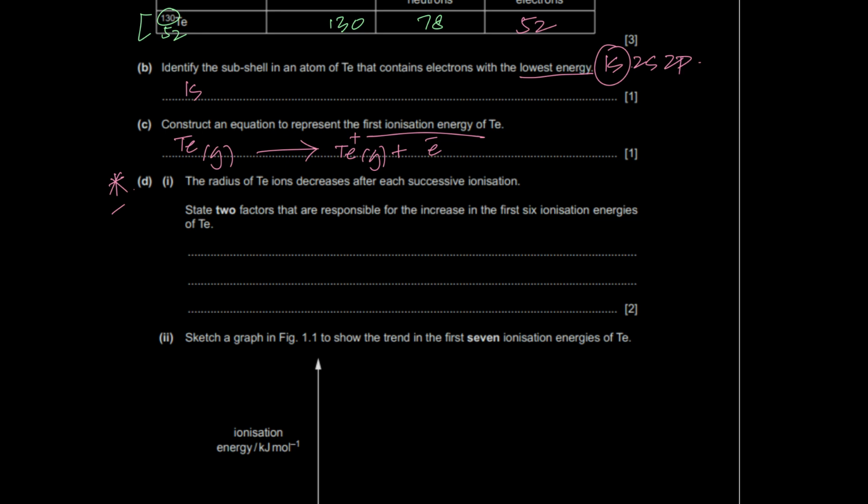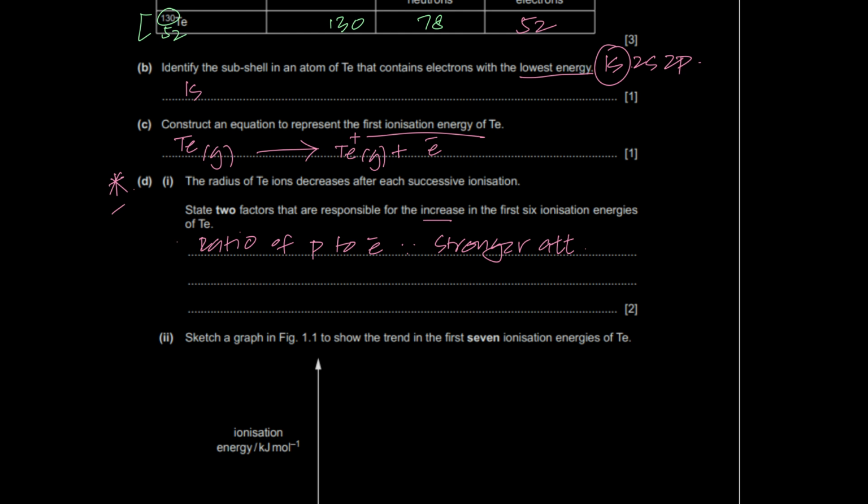What are the factors? The factors are increase in nuclear charge. No, it's the same Te. You're just removing electrons. So you could say, sir, one of the factors that we remember is that the ratio of protons to electrons increases. Because since you start removing electrons, there are more protons compared to electrons. Therefore, there is stronger attraction, stronger force of attraction, and therefore the ionization energy increases.